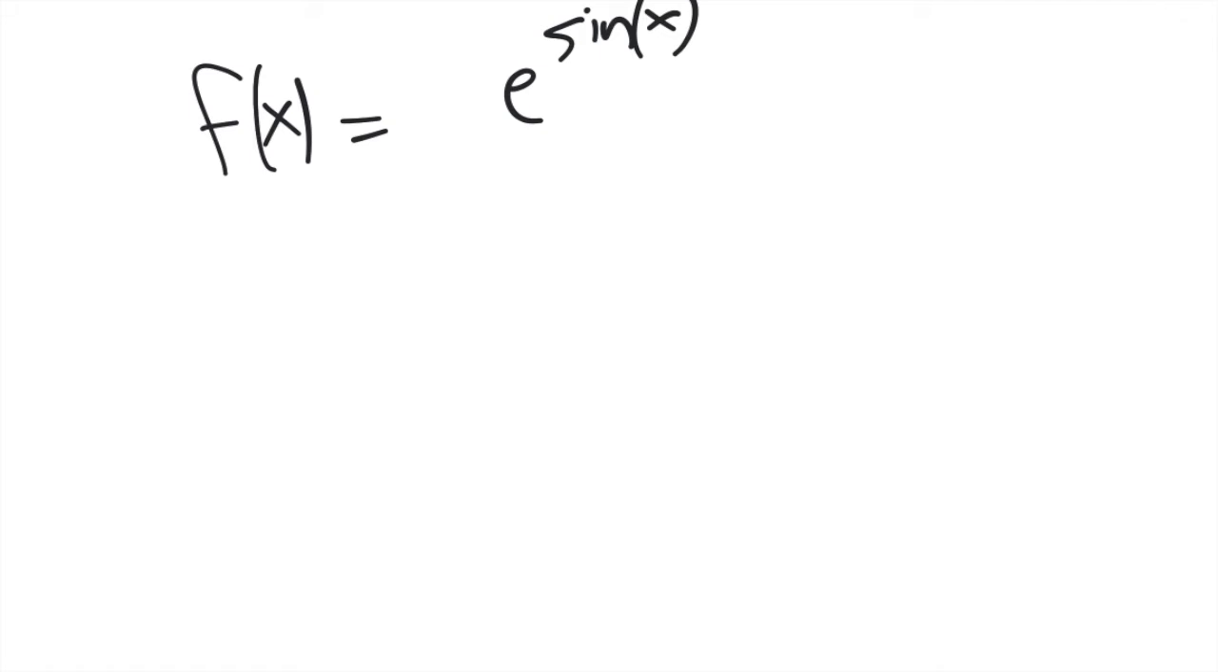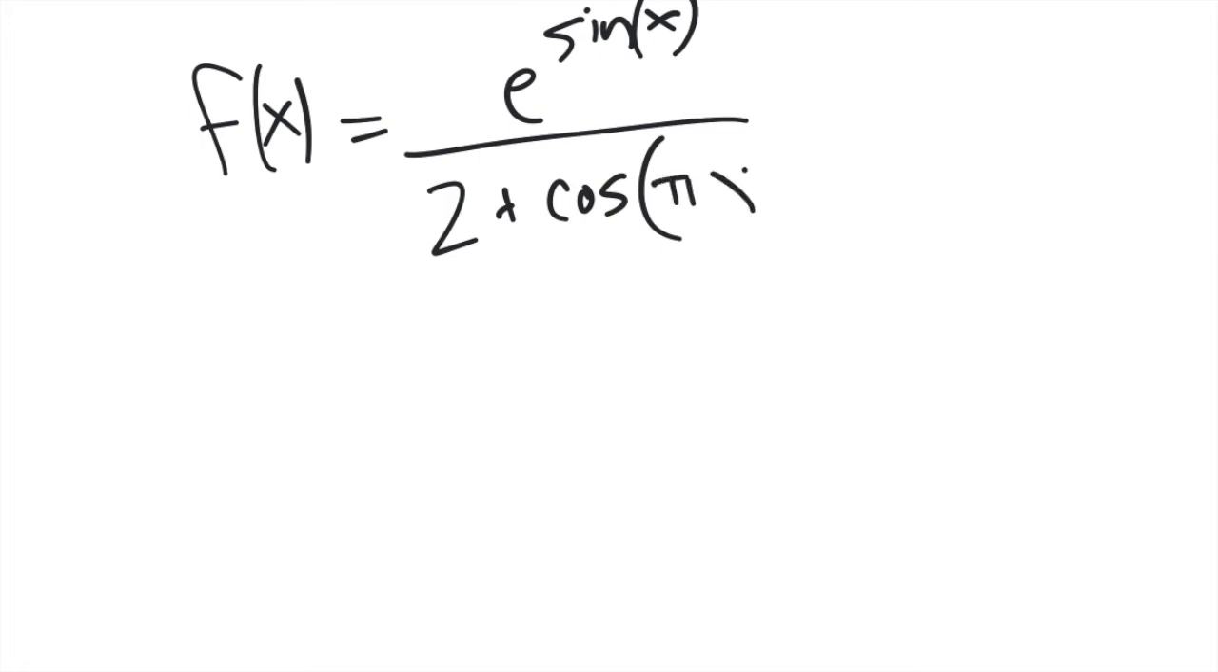All right, so here's an example where we can talk about where a function is discontinuous and where it is continuous. And I mentioned that we are going to start combining together the functions that you know about. So here's what our f of x is going to look like. We're going to have something like e to the sine of x divided by 2 plus the cosine of pi x.